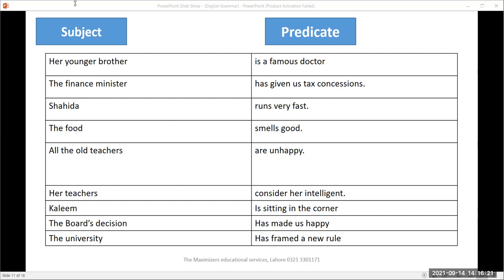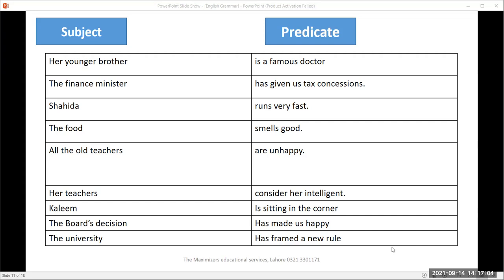Shahida, subject. Runs very fast, predicate. The food, subject. Smells good, predicate. All the old teachers, subject, are unhappy, predicate. Her teachers, subject, consider her intelligent, predicate. Kaleem, subject, is sitting in the corner, predicate. The board's decision is the subject, has made us happy, predicate. The university, subject, has framed a new rule, predicate.